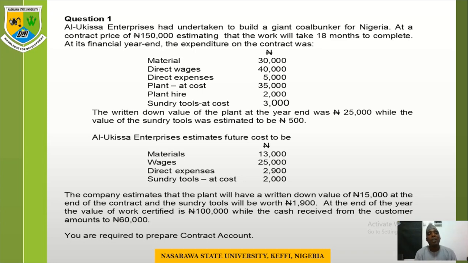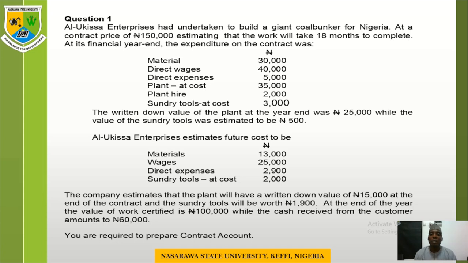But let's take the question again. At the financial year ended, Alcasa Enterprise had undertaken to build a giant coal bunker for Nigeria at a cash price of 150,000 naira, estimating that the work takes 18 months to complete. Therefore, at its financial year ended, the contractor incurred the following expenditure. On materials, 30,000 was incurred. On direct wages, 40,000 was incurred.